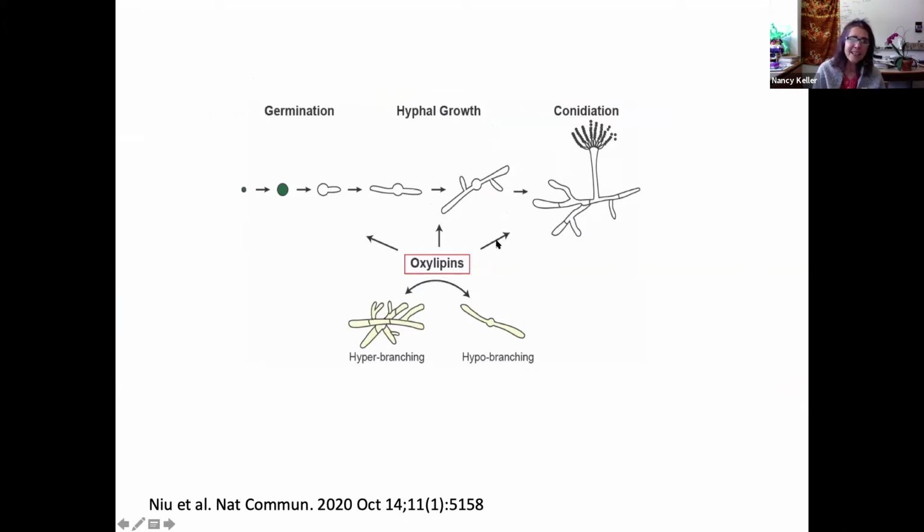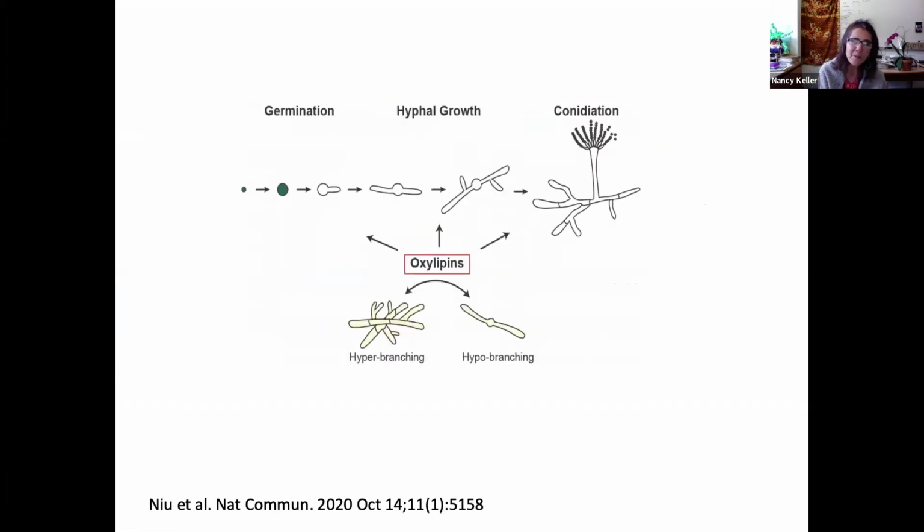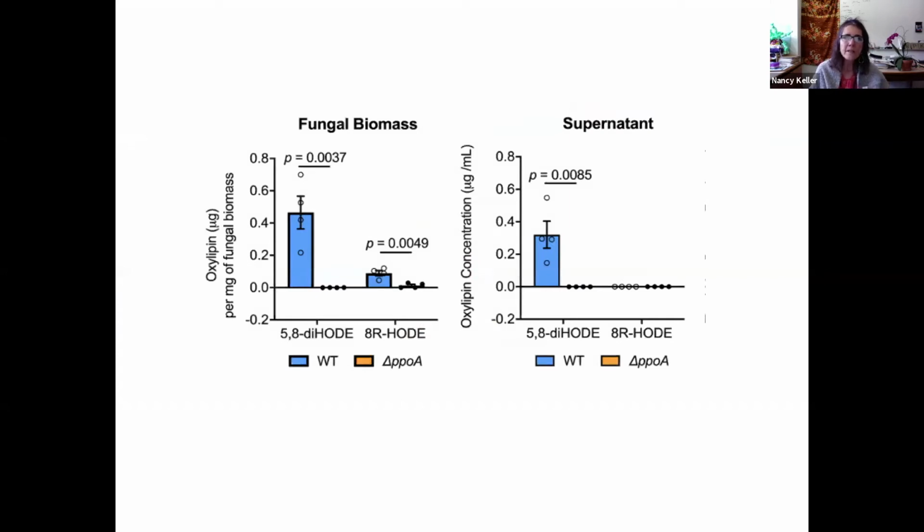So the highlight is, and let me show you how we got to this, that she found, and the many people on the paper, a specific oxylipin that Aspergillus makes, and its specific job is to induce branching. So how did she find this? One thing we did is we were particularly interested in the PPO oxygenases because when you delete PPOA, you have a phenotype with the fungus. So she grew up the fungus and she asked, what oxylipins do we find?